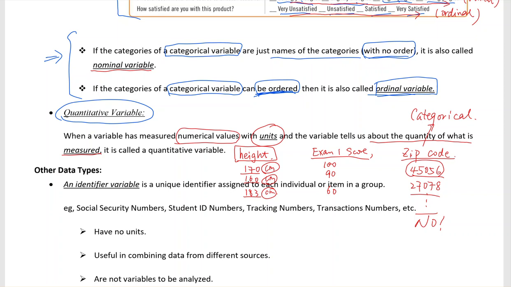So zip code is a special case. You need to be very careful. It is not a quantitative variable. It is a categorical variable, or we call it a qualitative variable. All right. Okay, be careful.